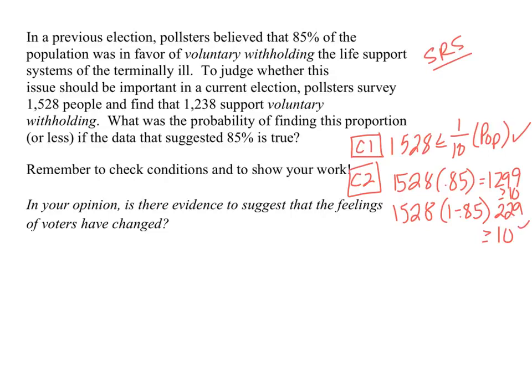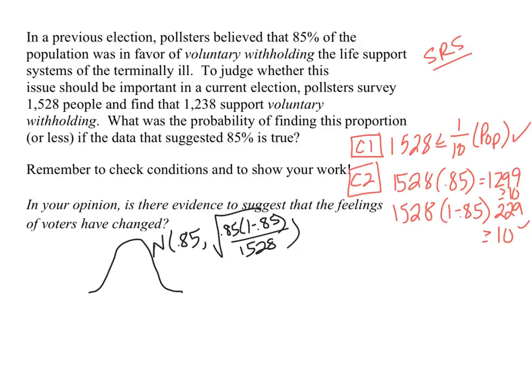So what we can do now is say we have a normal distribution, centered around 0.85. And our standard deviation, remember, is the square root of 0.85 times 1 minus 0.85, over that sample size. And what is this p hat? My p hat is 1238 divided by 1528. This comes out to be 0.81. So we're trying to find the probability of that 0.81 or less using our normal CDF.